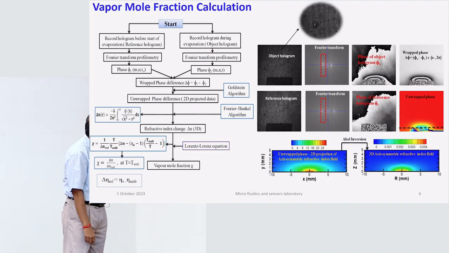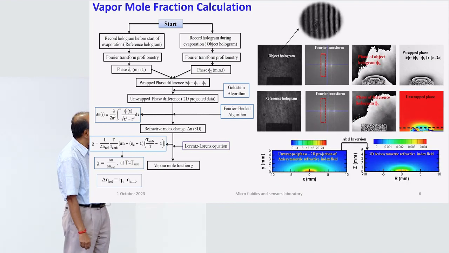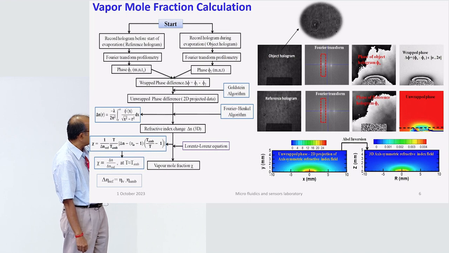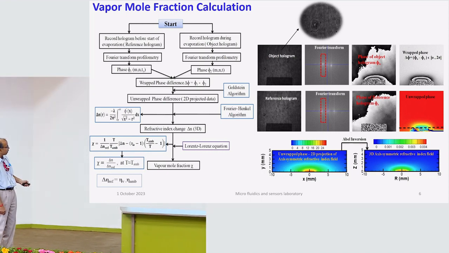So what are the steps? I am just showing it. This is the object hologram, this is the reference hologram, then Fourier transform, and this is the wrapped phase, and this is the unwrapped phase. This is how the unwrapped phase looks in the XY plane, and after reconstruction, this is how the vapor cloud looks.